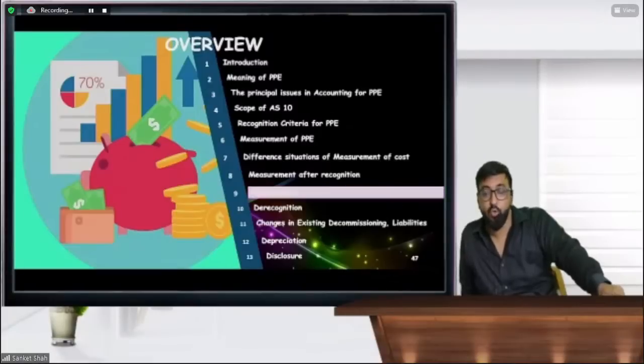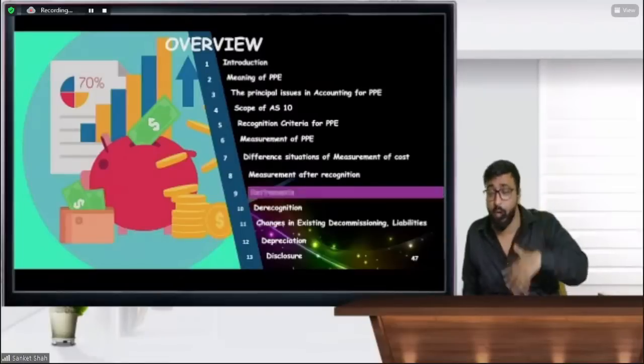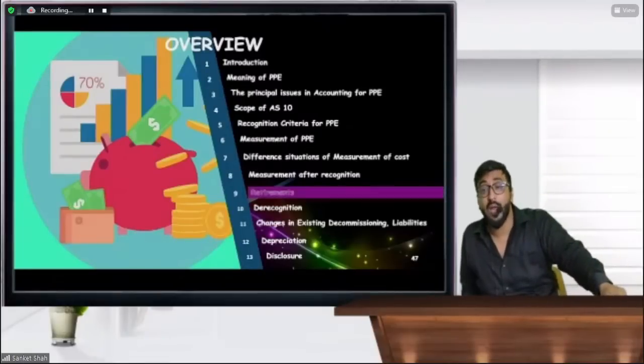So it's always better to focus on this accounting standard, and please read all the provisions of Accounting Standard 10 from your study material and solve all illustrations. Please note down all these points, screenshots. One more time, you can see this session once again and go through this session and write down all important provisions.